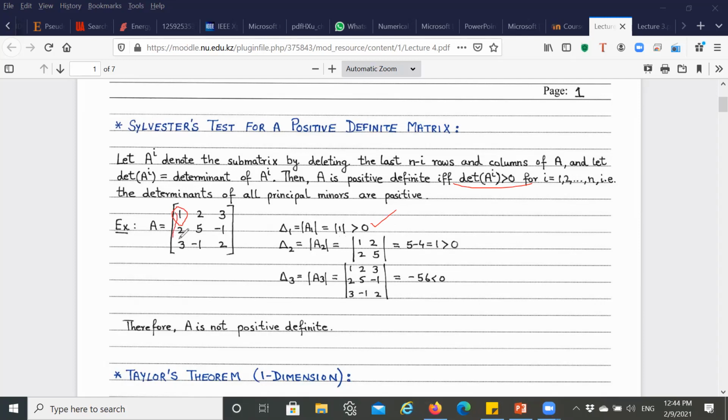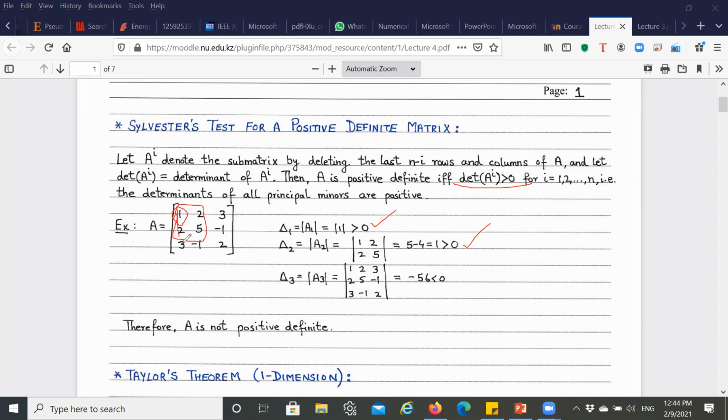Okay, so my next submatrix would be this one. Now I take this and find the determinant. You know the determinant: this times this minus this times this. So 5 minus 4 is 1, greater than 0, check, correct. And the only principal minor that remains is the whole matrix itself.